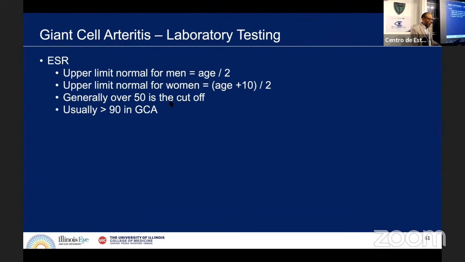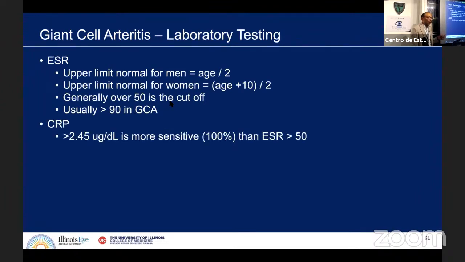Lab testing, the ESR and the CRP. Remember, the ESR is age adjusted. So for men, it's the age over 2 is the high of normal. For women, the age plus 10 over 2. But generally, it's over 50, and most times over 100 is the ESR in patients with giant cell. And the CRP is usually 2.45 or so.